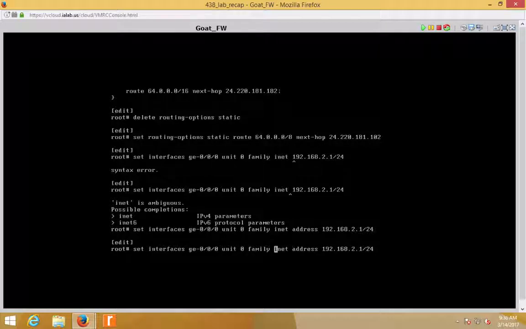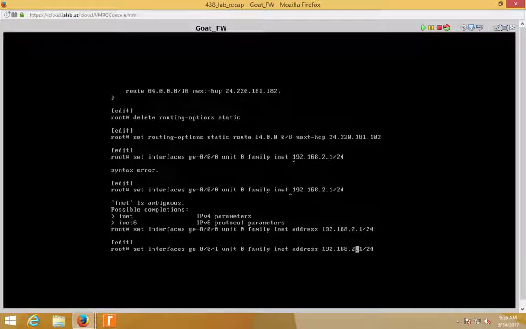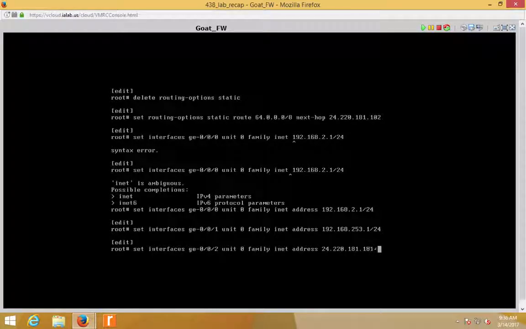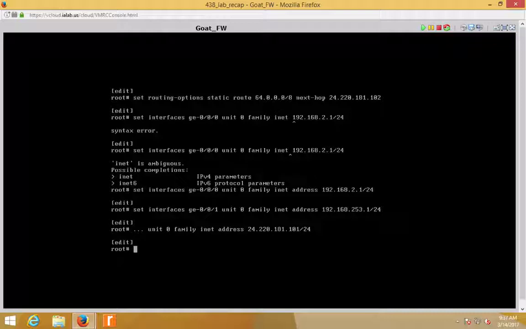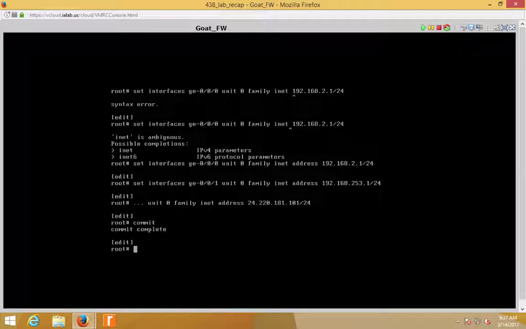Then we can come in here and say gigeth1. Where does that need to go to? I genuinely don't remember. Oh, there we go, 253. And finally, there we go. Is there anything else you needed to do through command line for this? No. Just commit it. And life should be good. That should be all we need to do inside of here. And there we go.